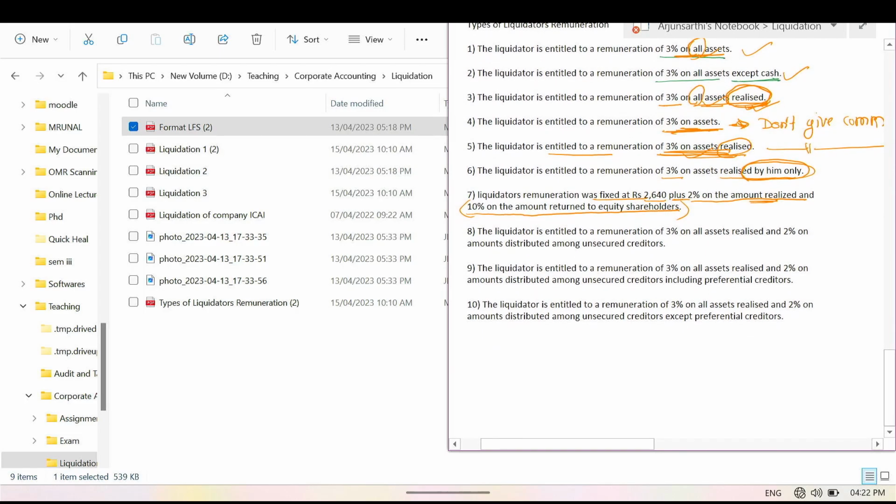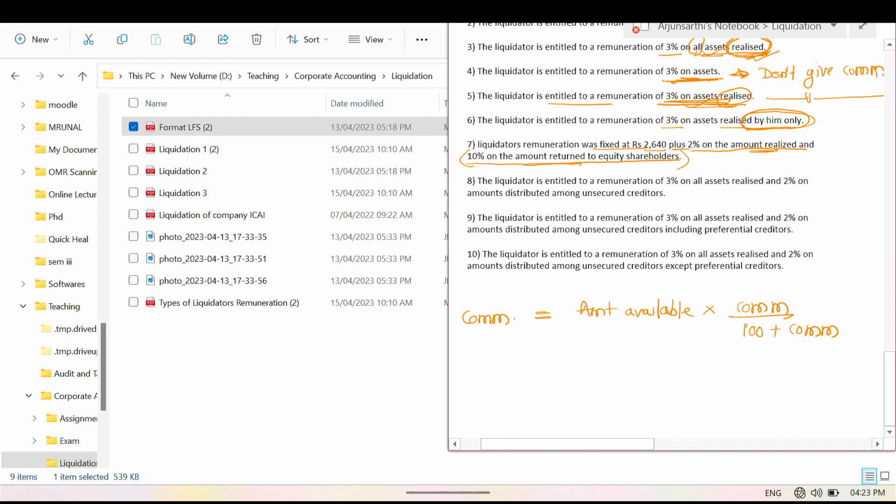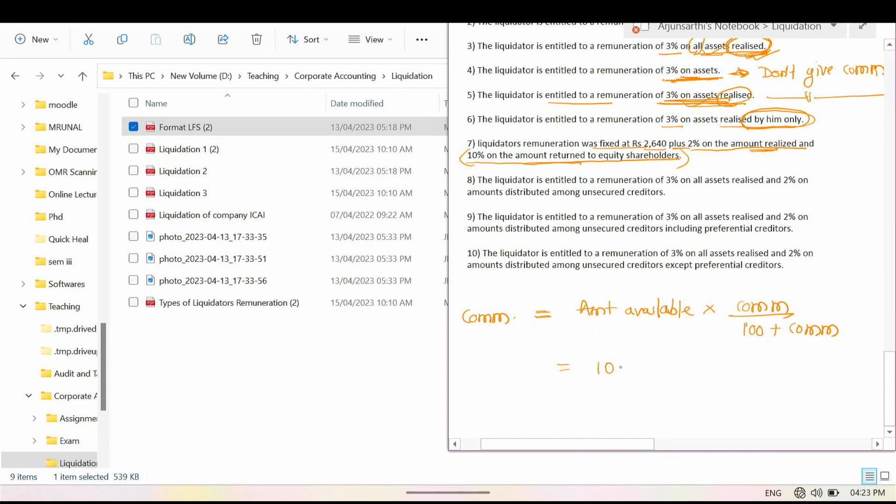If the liquidator is getting commission on amount returned to equity shareholders, on the basis of amount returned, then in that case use a formula. Logically also I have explained, but here to save time I will directly give you the formula. Now what is that formula? If the liquidator is getting commission on amount returned to equity shareholders, then commission is equal to amount available into commission divided by 100 plus commission. Now in this case let us assume that amount available is 1,02,000.